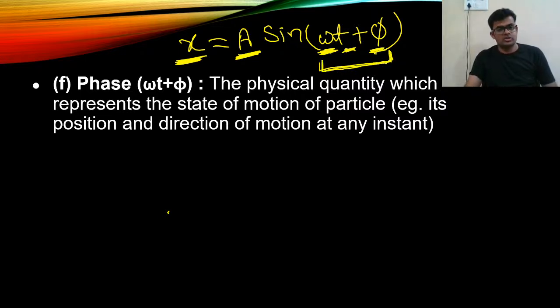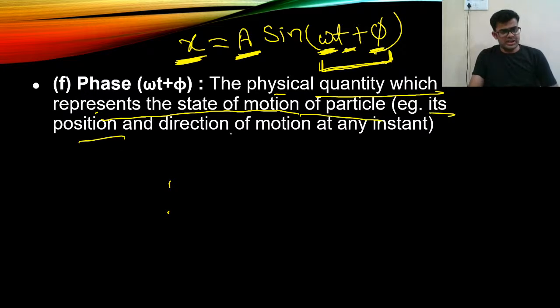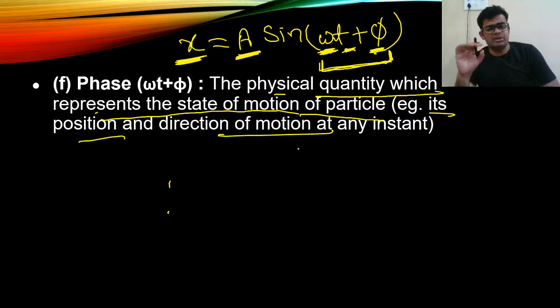So what is phase? Phase is a physical quantity which represents the state of motion of the particle. For example, its position and its direction of motion. Means at any time t, where is the particle? What is the direction of motion? All these things can be explained with the help of phase. How you will get it, later.